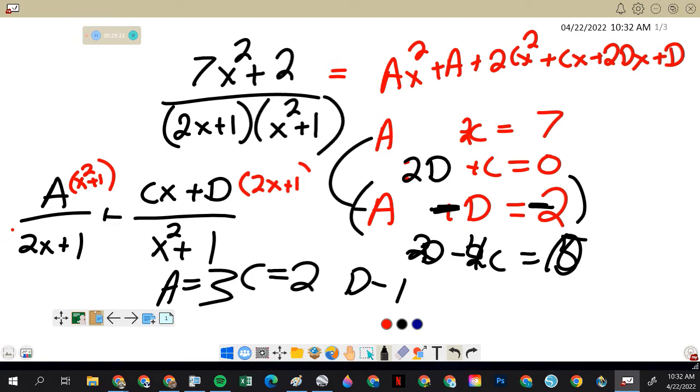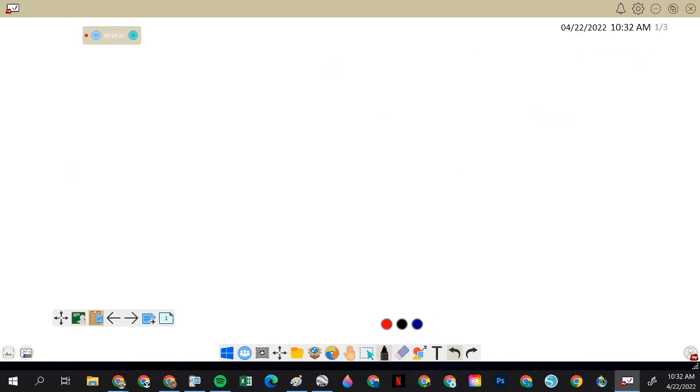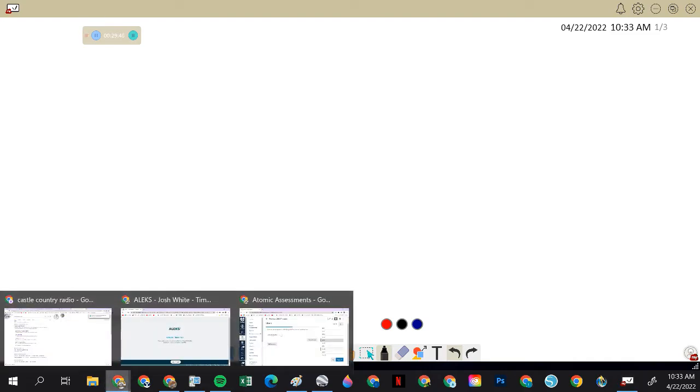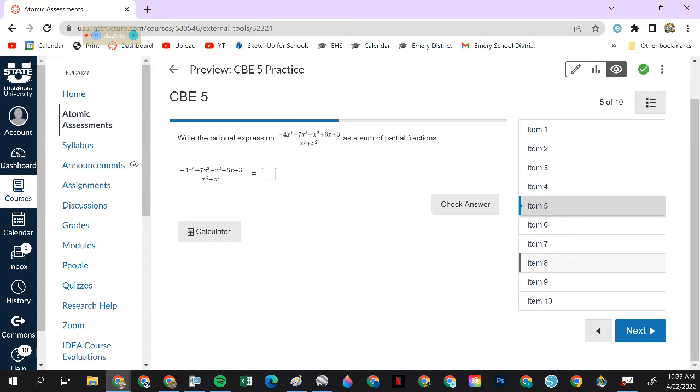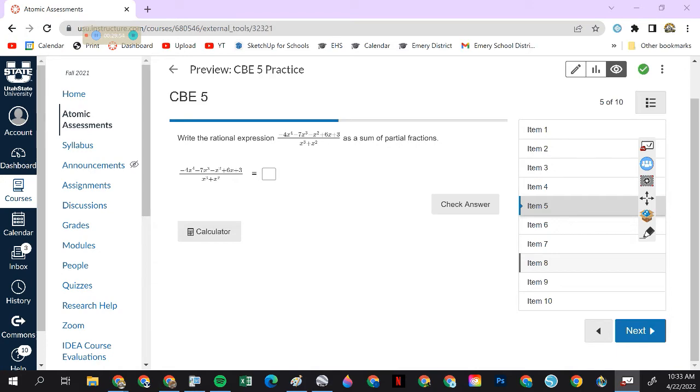One more thing you need to know. Okay, we're going to go back to here because it doesn't happen in the book. All right. So in this case, we follow all the rules, but notice this is a top-heavy fraction.